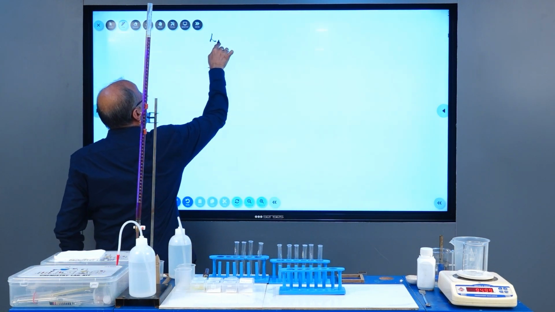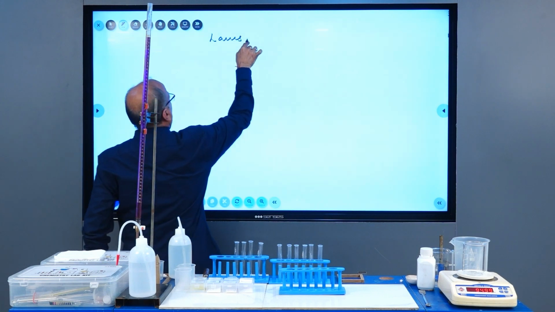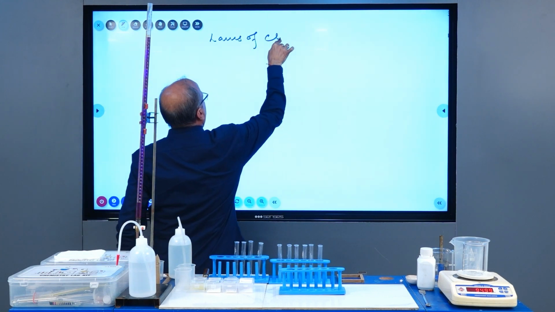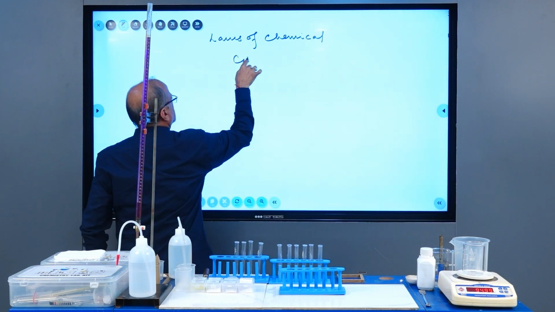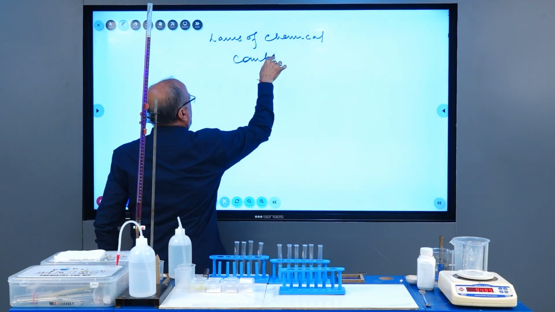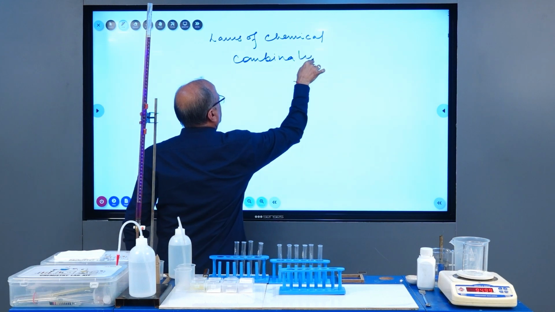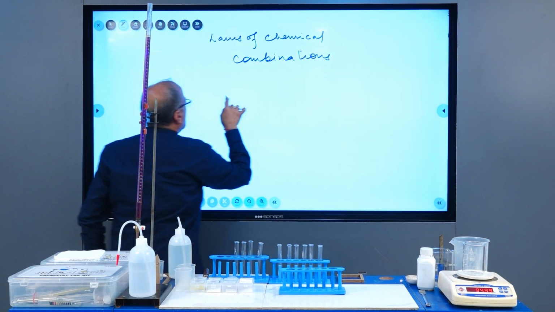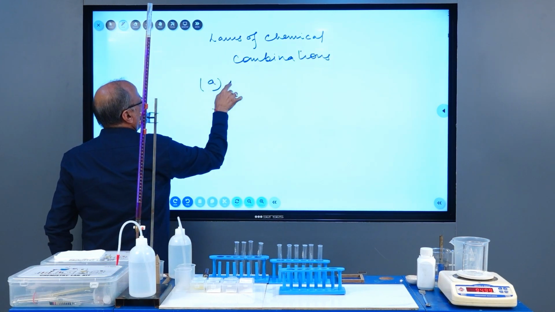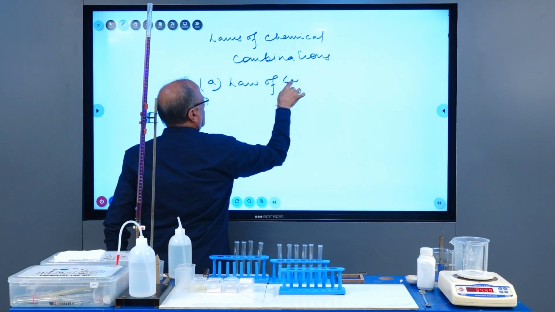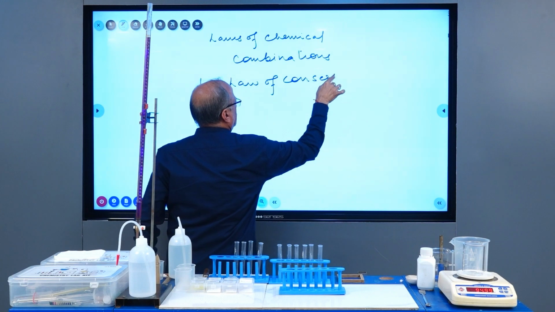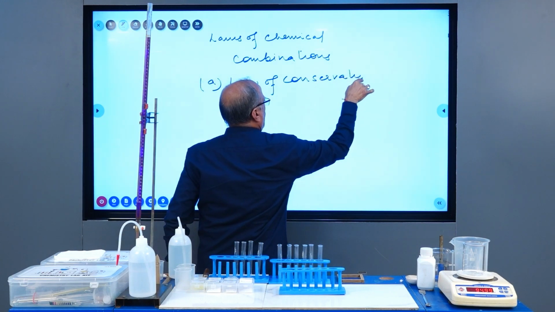Laws of chemical combinations. And in these laws of chemical combinations, one of the laws is law of conservation of mass.